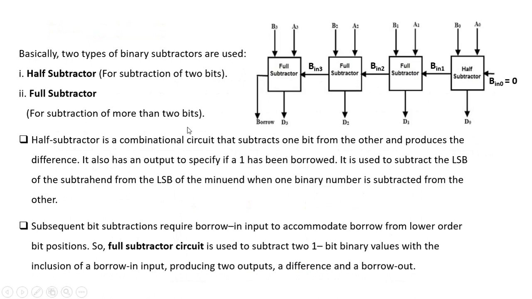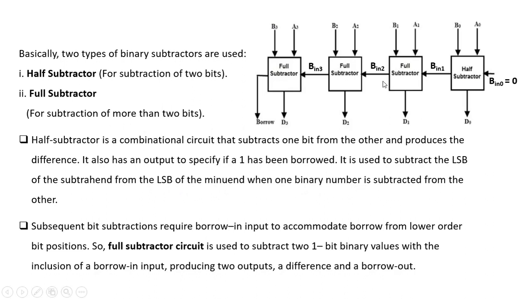Now coming to the half subtractor and full subtractor, why do we require these? If we subtract two multi-bit numbers, suppose A minus B, we are subtracting B from A. For the LSB subtraction operation, we don't require any borrow input. So in this case, we can use a half subtractor, which is a combinational circuit that subtracts one bit from the other and produces two outputs. One is difference and the other one is borrow. And it is used to subtract the LSB of the subtrahend from the LSB of the minuend.